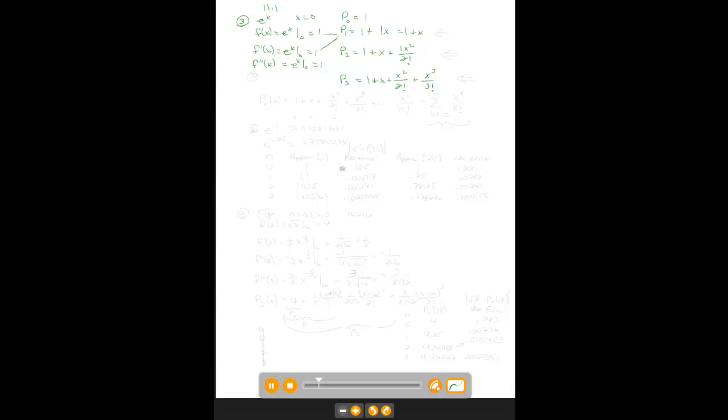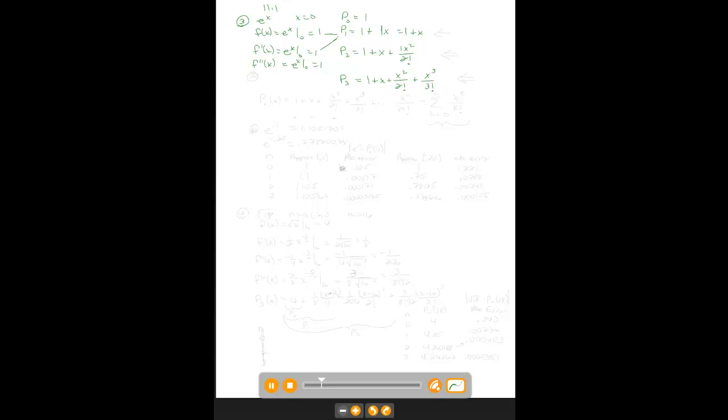So I have all my terms, and it says graph f and the polynomial, so they want you to go in your calculator, graph e to the x, and also graph all 4 of these, and notice that they get closer and closer to being accurate.